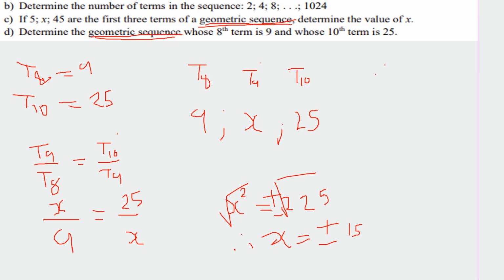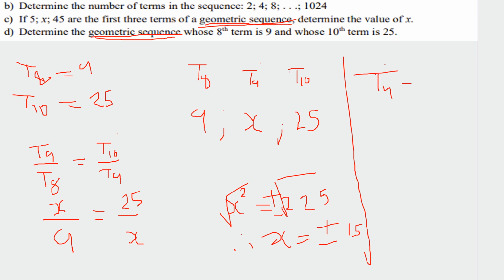Okay. So now the question says we must determine the geometric sequence which has the 8th term equal to 9 and the 10th term equal to 25. So we can now find the general term. If we have the general term, we actually have the ratio. So now remember, the equation of the general term of an arithmetic sequence is Tn.